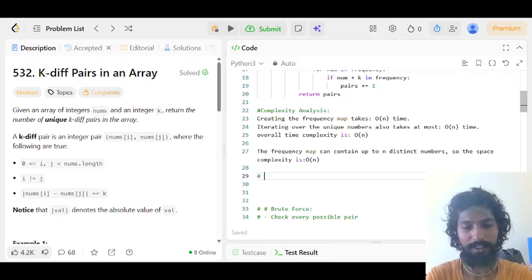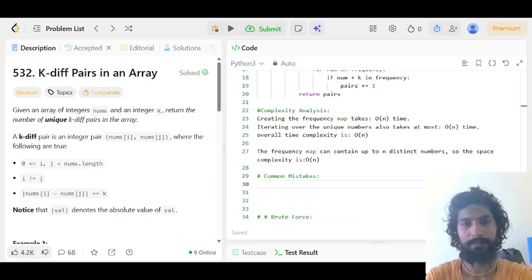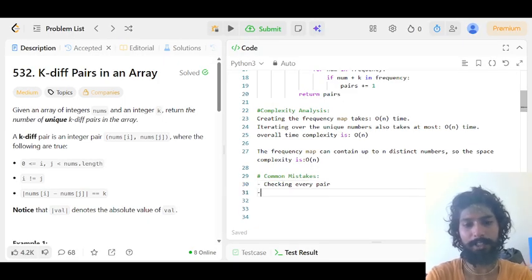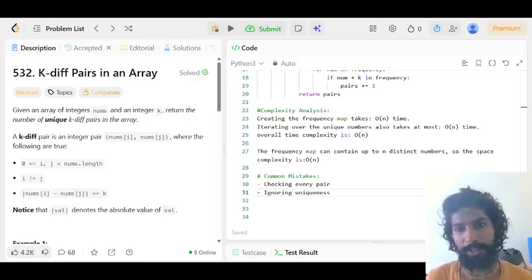Now let's discuss common mistakes. First is checking every pair. A brute force solution using two nested loops takes O(n squared) time. This becomes inefficient for large arrays. The second mistake is ignoring uniqueness. Iterating directly over the original array may count the same value pair multiple times.